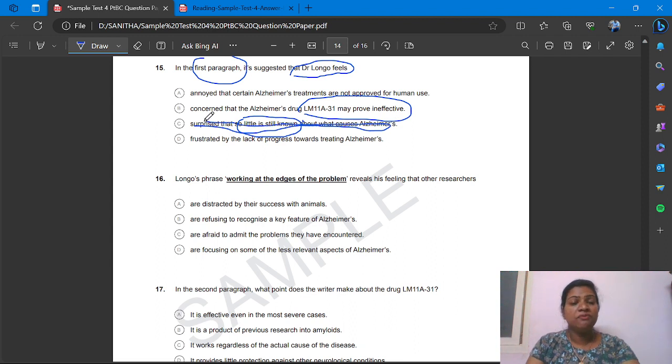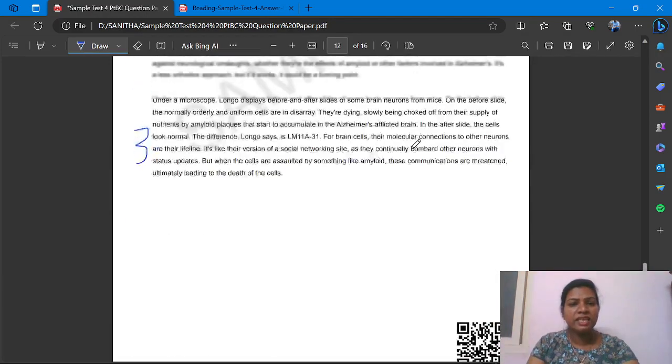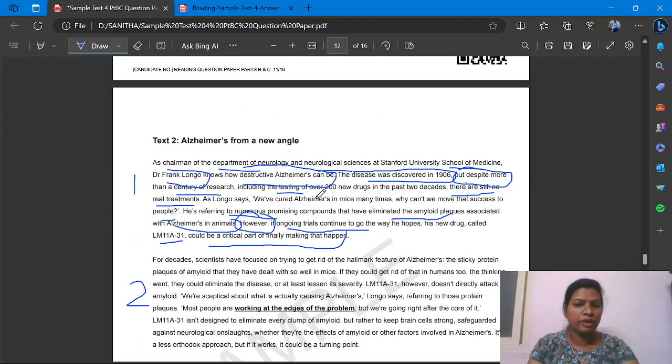So we have to eliminate the wrong options. They have given some two to three options, so we have to eliminate these. See, we eliminated the first one, second one, and third one. Then come to the fourth one: frustrated by the lack of progress towards treating Alzheimer's. Is anything saying he is frustrated by the lack of progress? Okay, we can read once more.